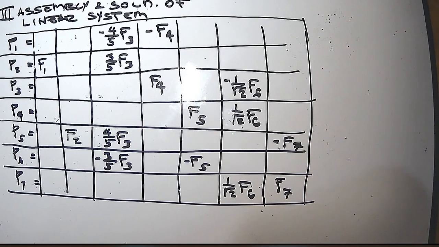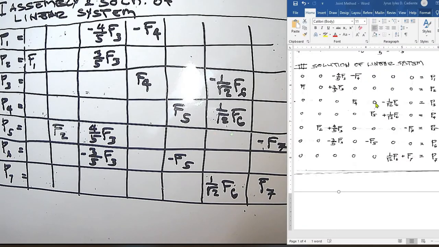Next is, pakita ko lang itong part 3, solution of linear system, dahil ito yung isesend ko na notes sa inyo, no? And then, ito nandito sa whiteboard, i-erase ko na ito mamaya. So, pakita ko lang yung kanilang similarity. So, ito yung P1, ano? This is P1, which is ito. P1 is equal to negative 4/5 minus F4, which is this one. First equation pertains to P1.